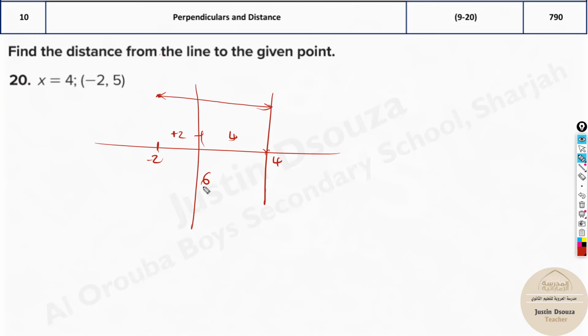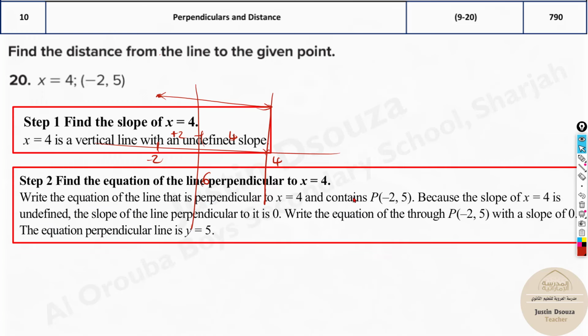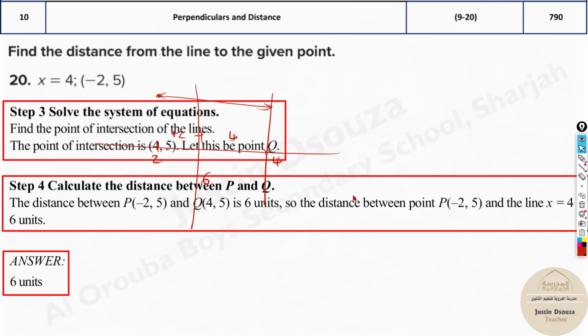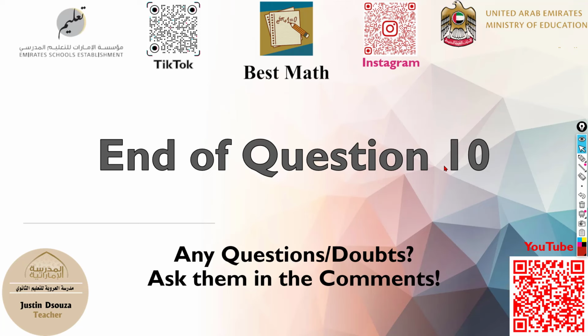So add them up, it will be 6 units is the distance, right? Or measure, just count. From 4 to 0 it's 4 units, 5, 6 units. So that's the answer. And you can do the equation and stuff and still get the same answer. So that is the end of this question.